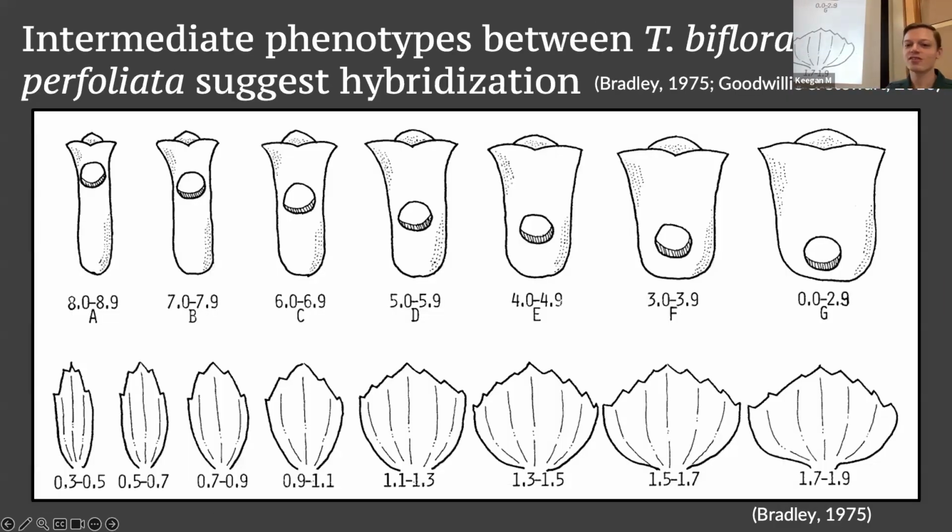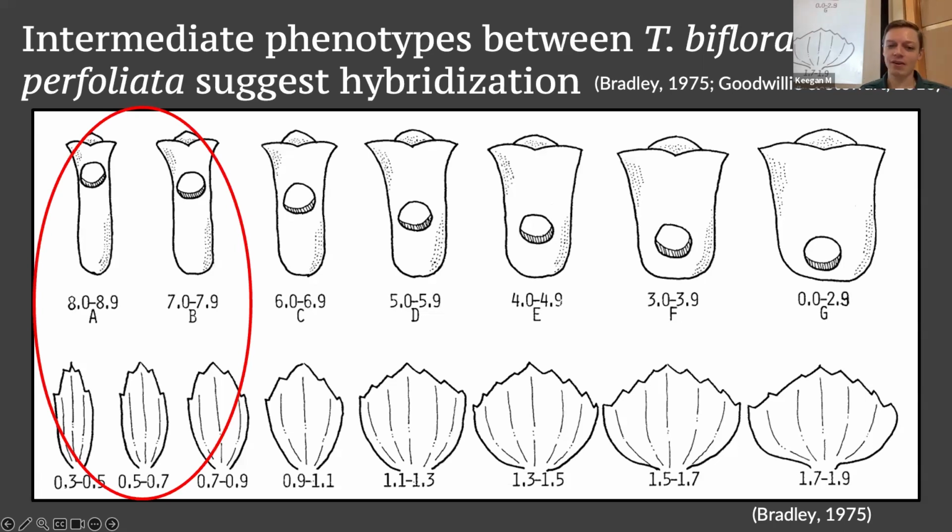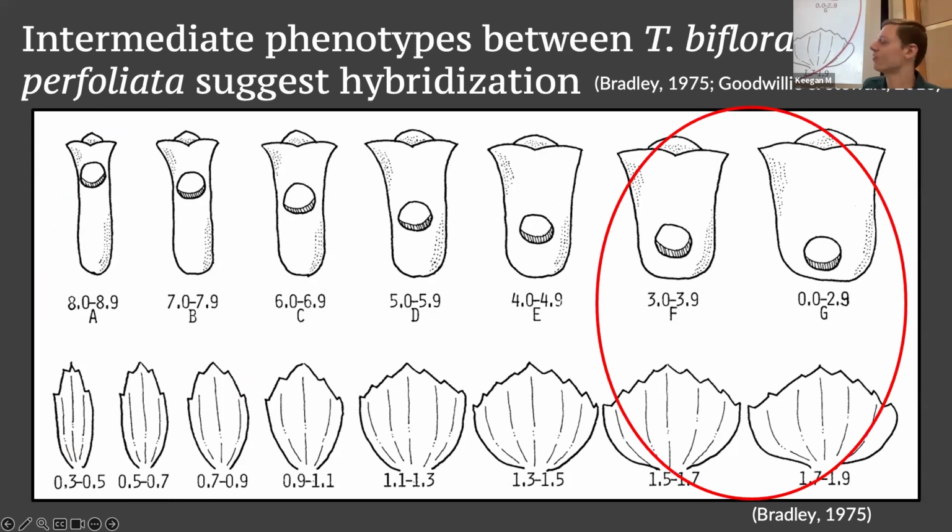The other reason I chose this study system is that past work has consistently reported intermediate phenotypes and has suggested that hybridization is occurring in the system. In this figure from Bradley's hybridization paper, leaf width and capsule pore position here on the left is more typical of Triodanis biflora, while those on the right are more typical of Triodanis perfoliata. And then those in the middle are intermediate phenotypes, and hybridization is the most likely explanation for these intermediates.